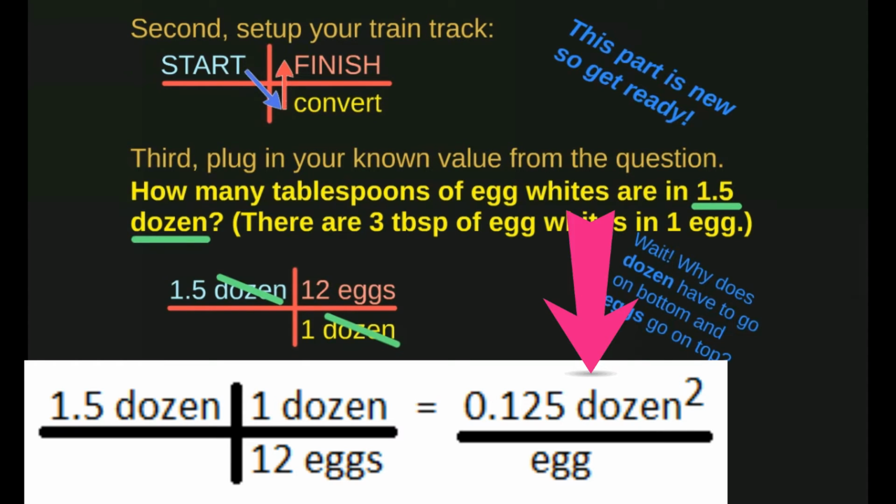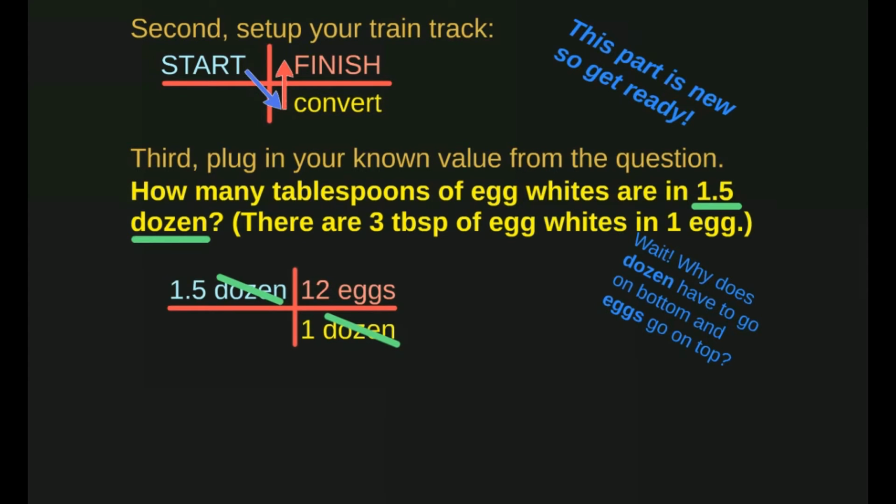What good is that going to be? That's why it's very essential that you figure out what goes on bottom. What you've done is take your dozen and turn it into eggs. You're done with that unit. But the question says they want it in tablespoons of egg whites, not just eggs. So all you have to do now is figure out the next step of your ratio.